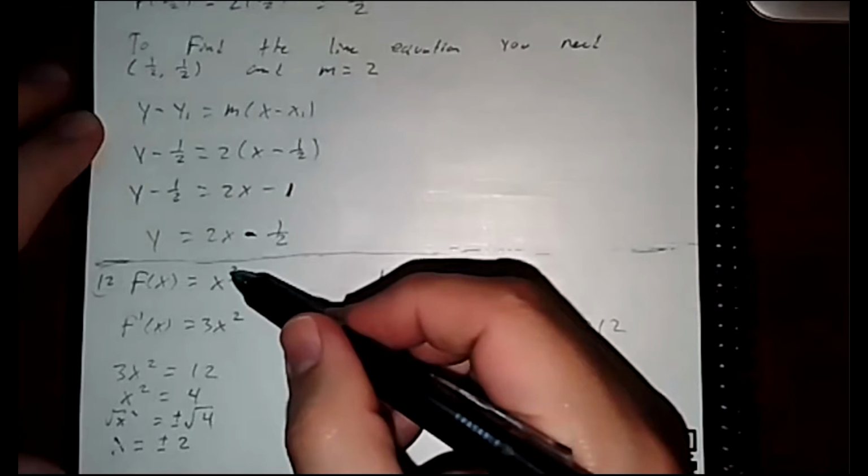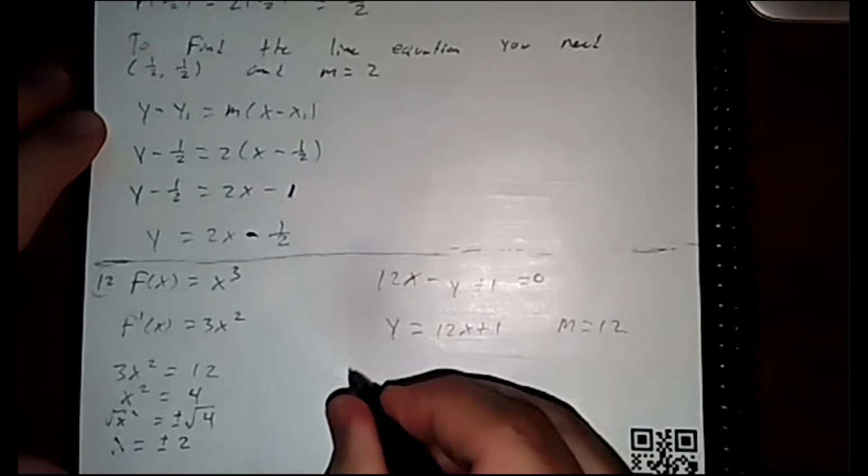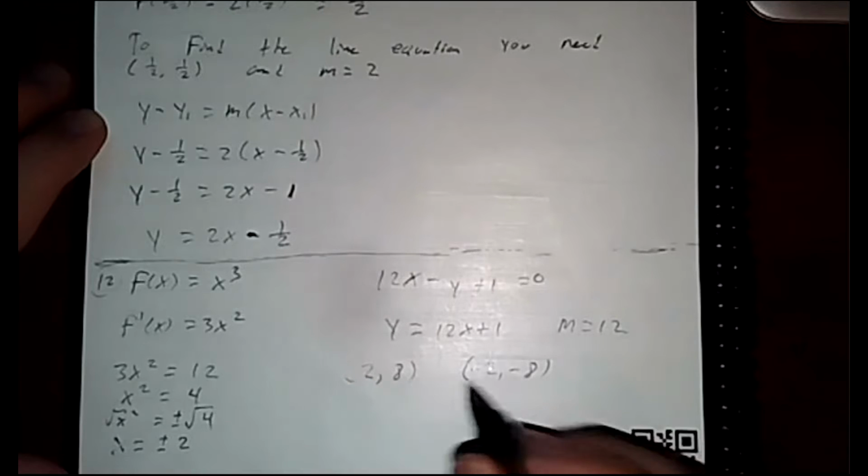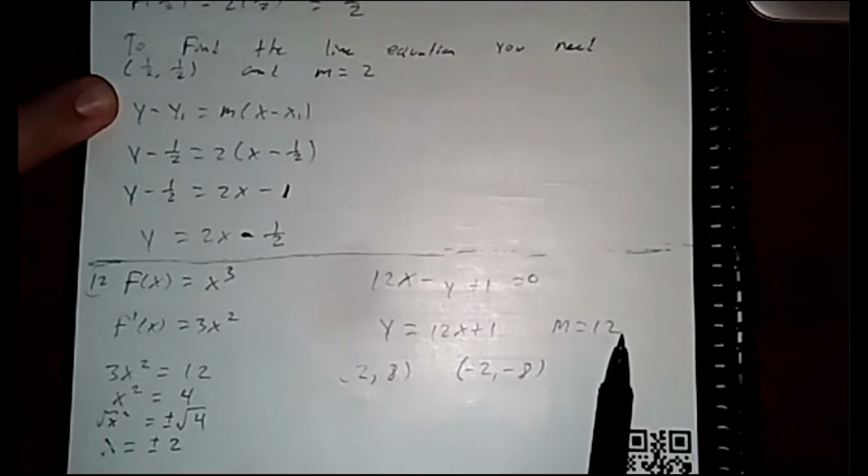So you plug one x into here, and you get 2 points. You can get (2, 8), since 2 times 2 is 8, and then (-2, -8). So you're going to have to use this equation up here twice, one with this point and one with this point, but the slope will be the same.